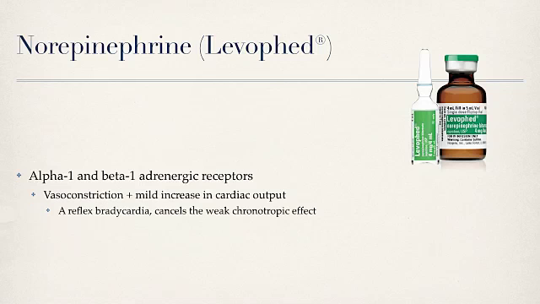Norepinephrine, or Levophed, is mainly alpha 1, but also some beta 1 adrenergic receptor stimulant. Very potent drug, naturally occurring. Noradrenaline, or norepinephrine, is produced in the body. It causes vasoconstriction, and it can increase cardiac output to some extent, not significantly, because of the beta 1 effect. But increasing the vasoconstriction actually causes reflexive bradycardia to counteract the tachycardia effect of the beta receptors.